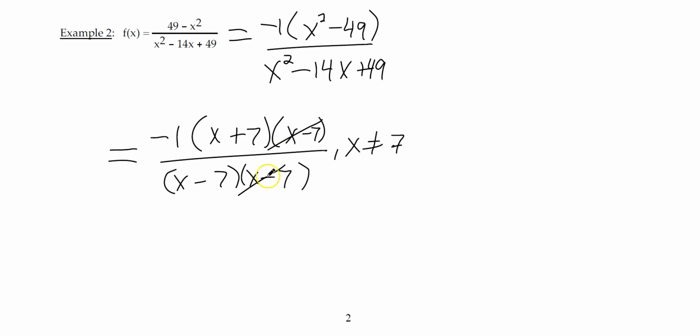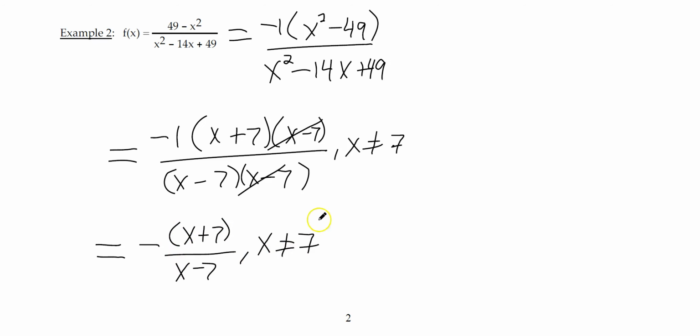Now, even though we reduced that, it's still obvious. However, they want us to explicitly list these. So, negative x plus 7 over x minus 7, comma, x not equal to 7. That's the answer form that I get.